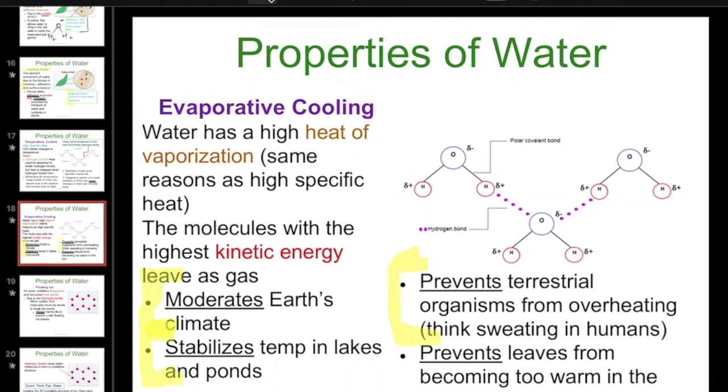Just like in humans, when we sweat, it helps keep us at our internal temperature. We want to stay around 98.6. We don't want to get too overheated, and so sweating helps us prevent overheating. And it also helps with leaves. When leaves transpire, when water leaves the surface of the leaves, it takes heat with it as well. So it prevents those leaves from becoming too warm in the sun.